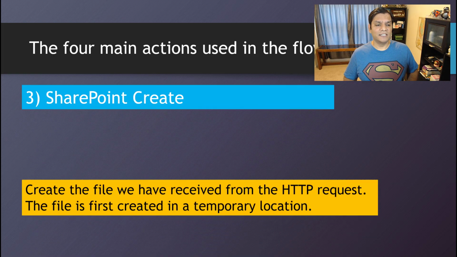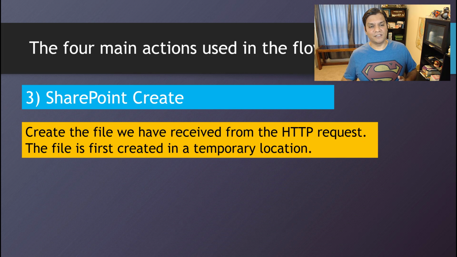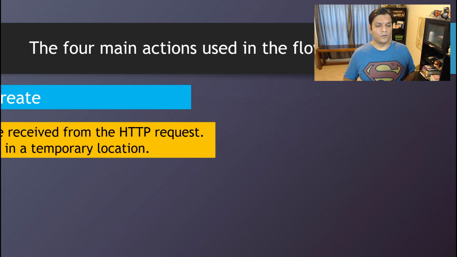Next is the SharePoint Create file action, because we're going to take that file and create a file. By create, I mean I'm just going to take the file and add it, and that's the file that we got from the HTTP request. And remember that scenario where she said that if there's an existing file, I want you to replace it? Well, the Create file action doesn't have that option. So we're going to temporarily store it in a temporary folder location.